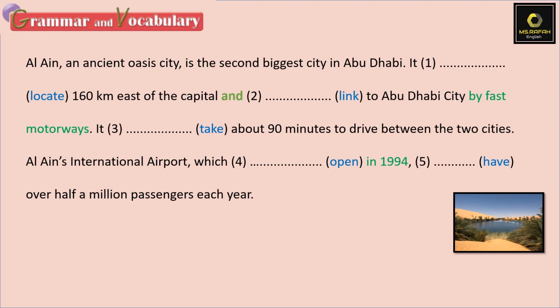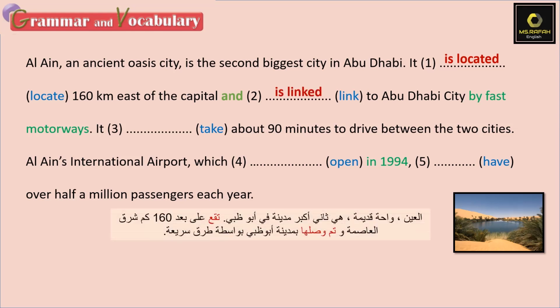Al-Ain, an ancient oasis city, is the second biggest city in Abu Dhabi. It is located 160 kilometers east of the capital and is linked to Abu Dhabi city by fast motorways. الجملة الأولى كلها مبنية للمجهول بزمن الحاضر لأنه هي موجودة بهذا المكان، هذا وضع دائم، فبنستخدم معه حاضر بسيط بالمبني للمجهول.